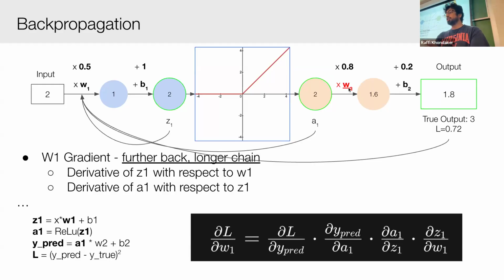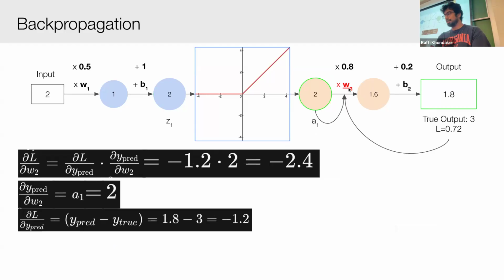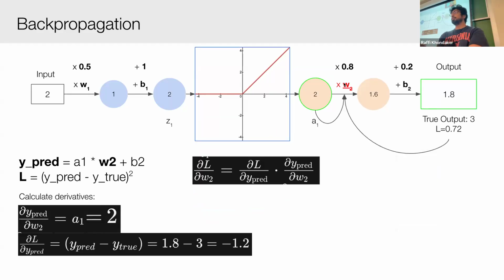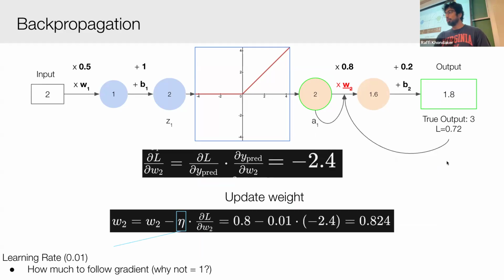Yeah, so like we didn't change our W2, or maybe I did. I hope I didn't. Yeah, we didn't change our W2, it's still 0.8, right? We calculate our entire gradient, so the derivative of all of our parameters, and then we update all of them together. Okay.